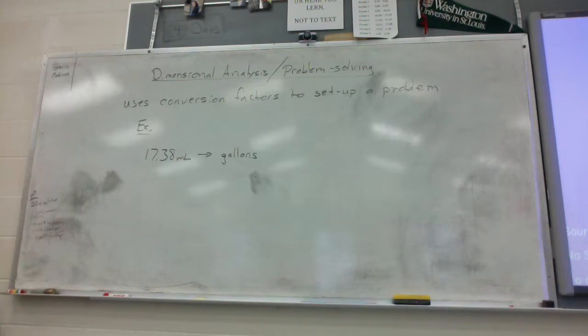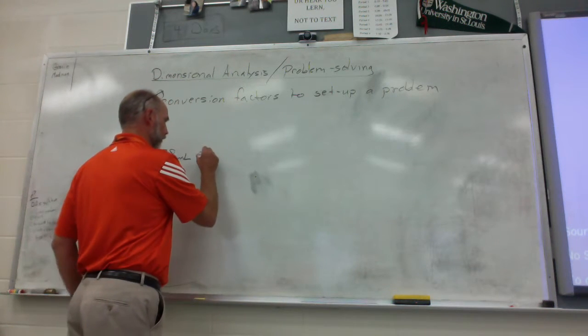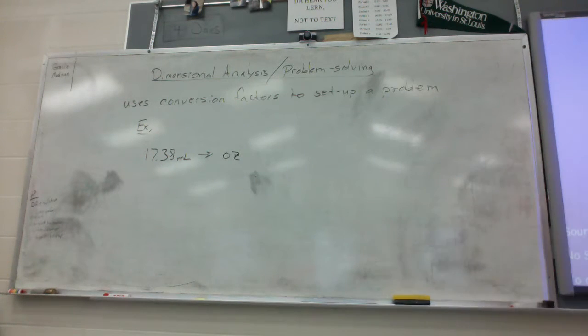17.38 milliliters to gallons. No, let's not do gallons. That would be silly. Let's go to ounces. Does anyone know that direct relationship? Turns out I do, but that's okay. Most of you don't. So how can I get there?